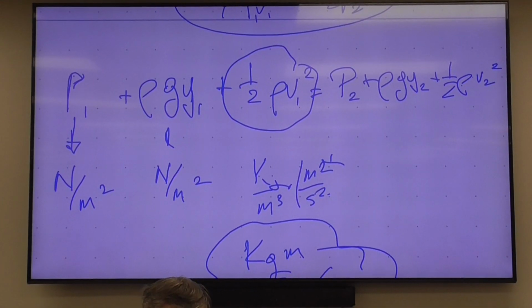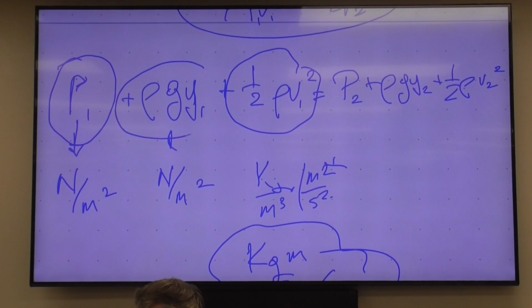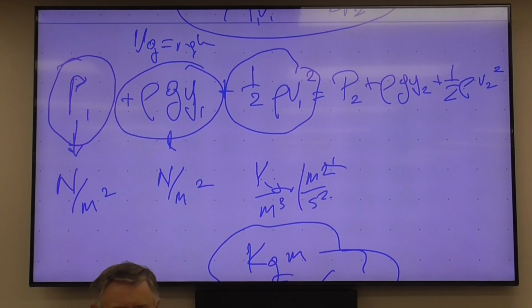So basically, this is the pressure side. Rho g h, if you think about it, is kind of like a potential energy side, which is like mgh.